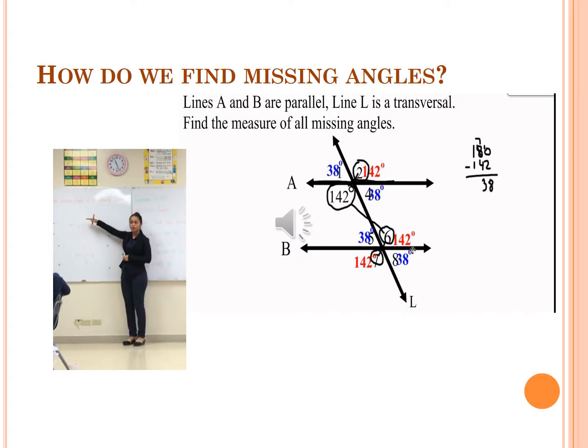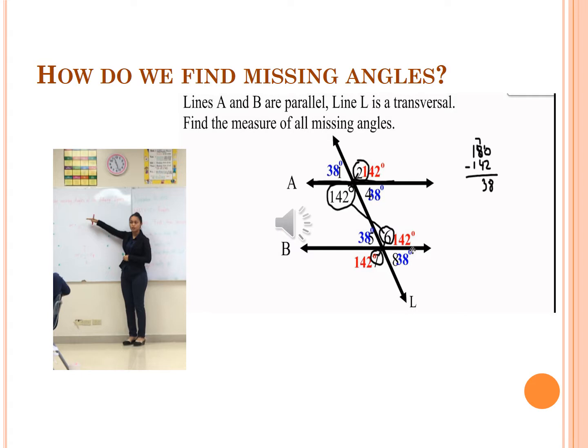To continue, here we have some other examples. How do we find missing angles? Let's analyze the example where we have line A and line B. Don't forget that a line is a sequence of points that never ends. It continues going on forever to infinity.